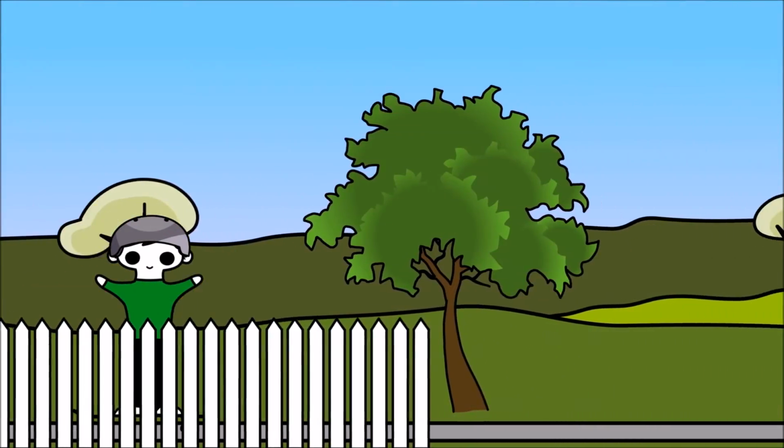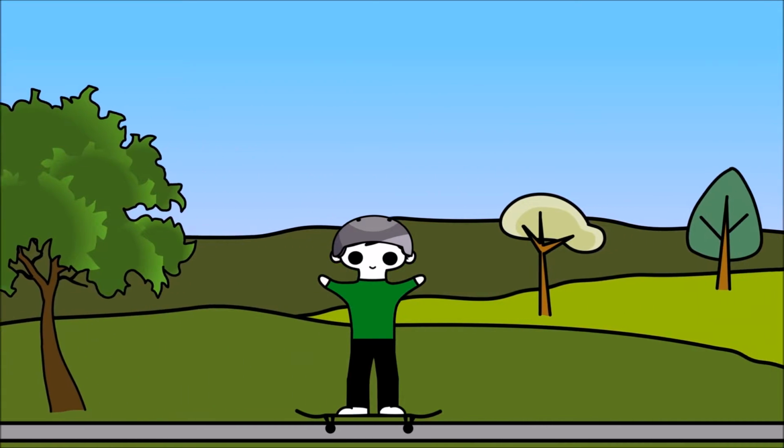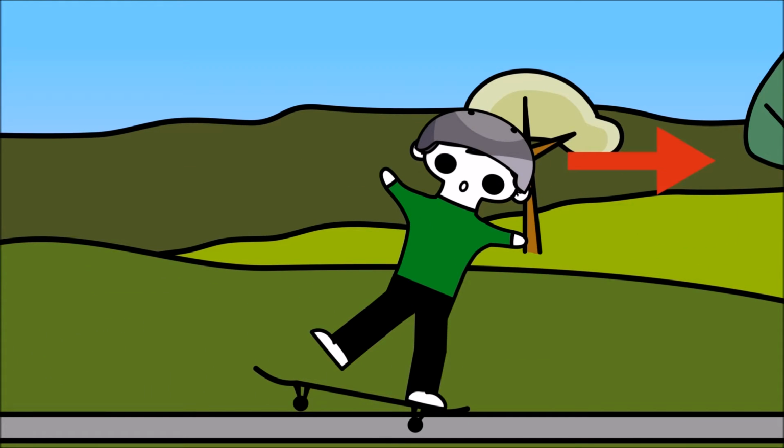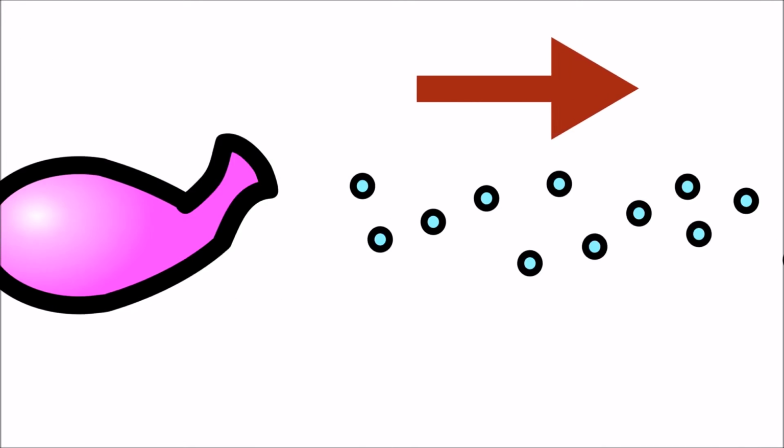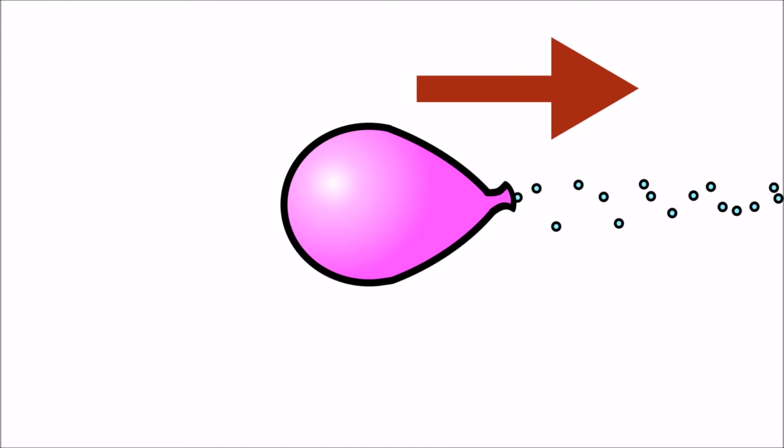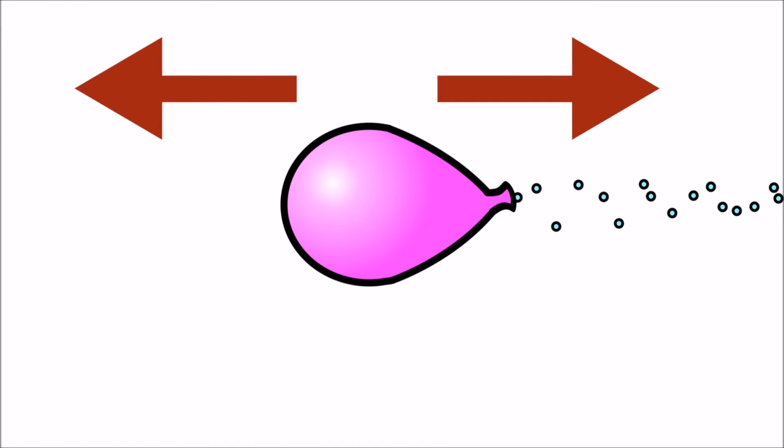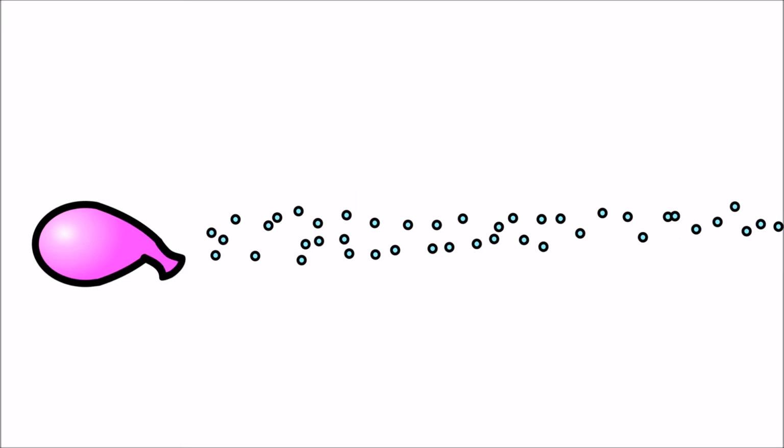According to Newton's third law of motion, for every action, there is an equal and opposite reaction. In our experiment, when the air in the balloon is released, the air moves out in one direction. This action creates an equal reaction in the opposite direction. It pushes the balloon forward, which in turn pushes the car forward.